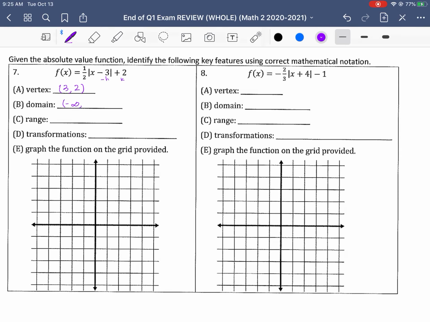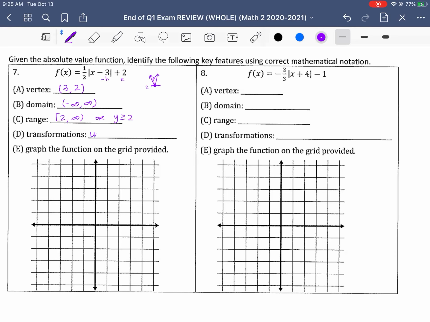Remember, domain for these is always all real numbers, so negative infinity to infinity. And our range, if you look at this function, you could graph it first, or you can just look out front and see that this 1/2 is positive, right? There's no negative that reflected this. So he's still opening up, and he's at this point, right? Where the y value is 2. You can see that from our vertex. So this guy's from 2 all the way up forever and ever and ever. So we're going 2 to infinity. Or for those of you that like to write y is greater than or equal to 2, that's good too.